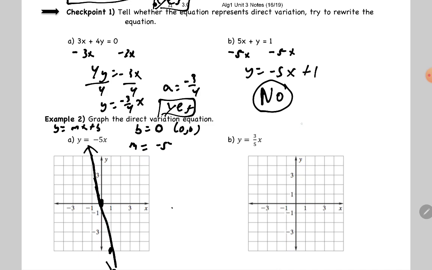Okay, part B, our slope is 3 over 5. And remember, our y-intercept is still 0, 0. So this is up 3, right 5. And you can always go backwards as well. So instead of up 3, right 5, I can go down 3, left 5. That way I can get a better line there.